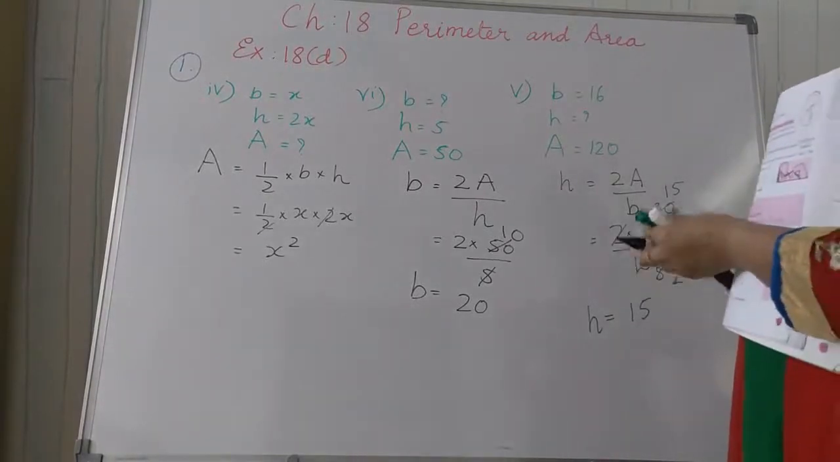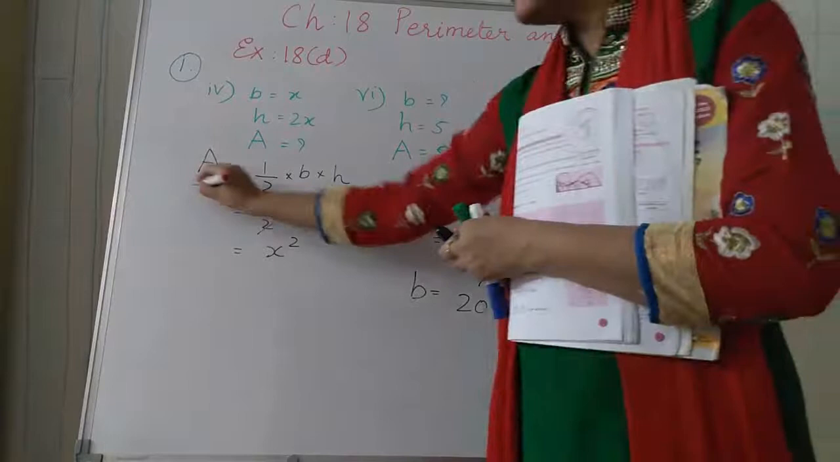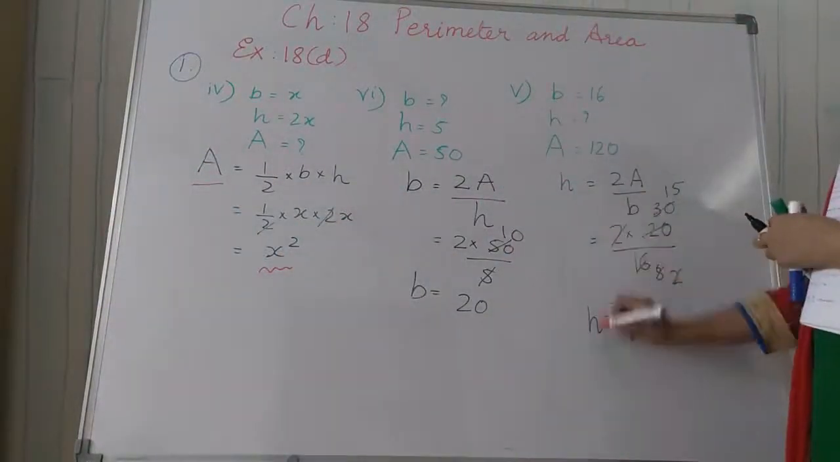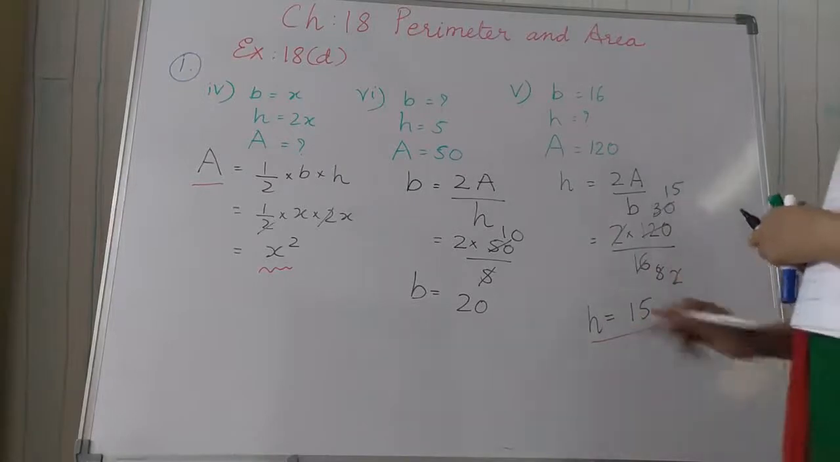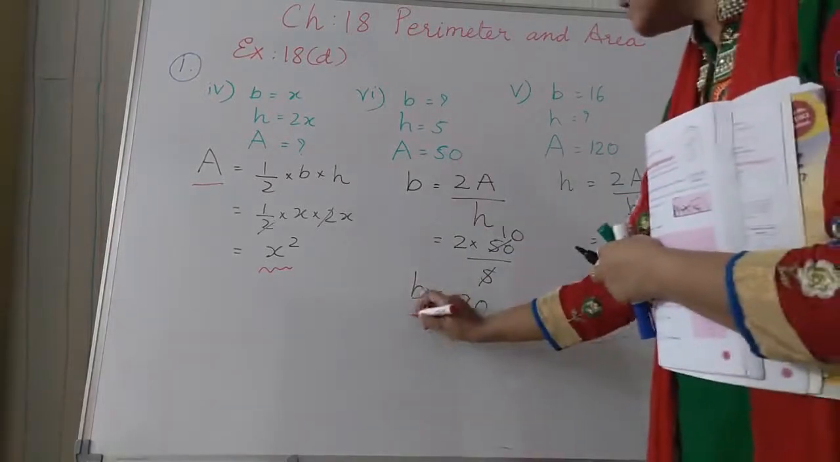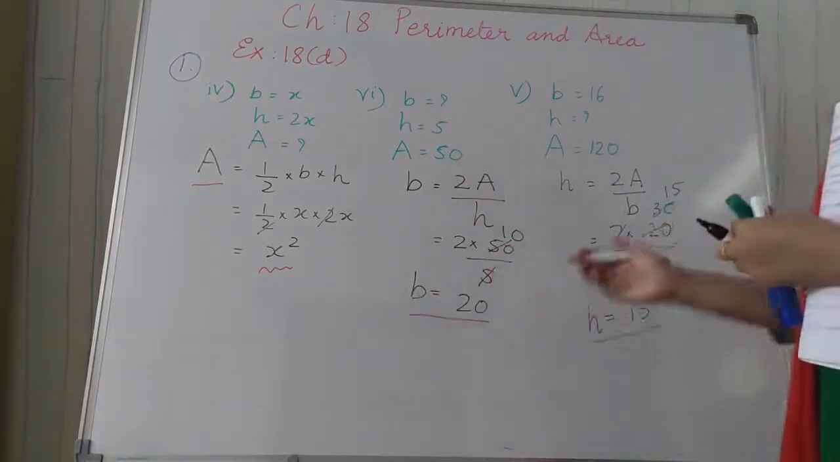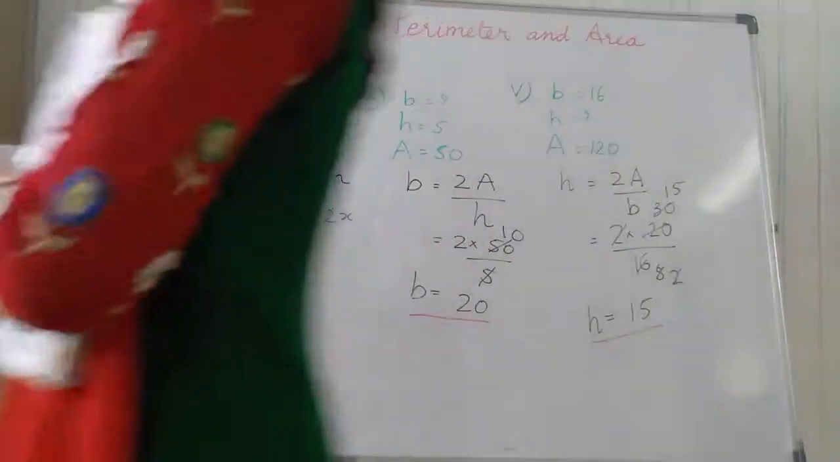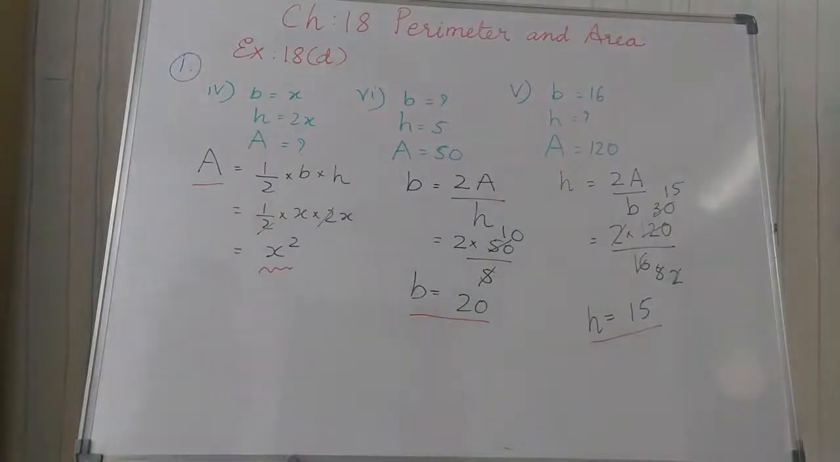The fourth one I have solved here, that is the area, which is x square. Then the fifth one, the height is 15 units, and the sixth one, the base is 20 units. So now students, the rest of the questions you can solve by yourself by the same method. If you don't make the table, it is okay, you can solve them like separate questions.